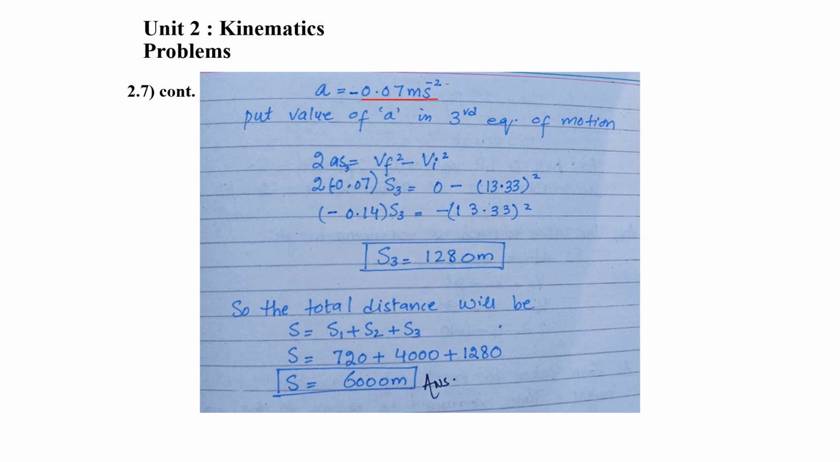Now we have written the third equation of motion in the previous slide. Just put the values over here and we will get the third distance, S3 is equal to 1280 meter. Now add up all three distances and we will get the answer. S is equal to 6000 meters.